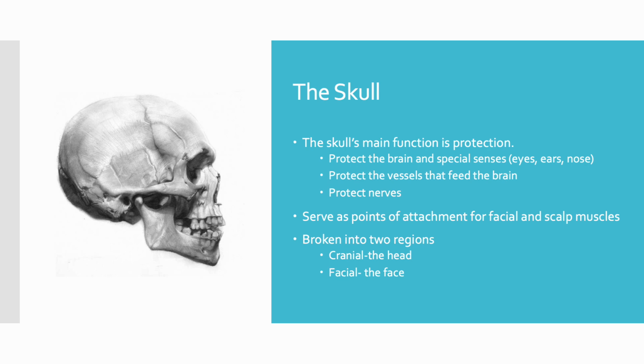So we have muscles on our face and on our head that allow us to make faces, lift our eyebrows, move our mouths, all that stuff, but they have to attach somewhere. They don't just lay on there. They would slide off. So they're all attached to things, and the skull serves as a point of attachment for many different muscles. The skull is broken into two different regions. We have cranial, which is the head, and facial, which is the face. So when we talk about the bones of the skull, we're going to break them up into those two categories to make it a little bit easier.